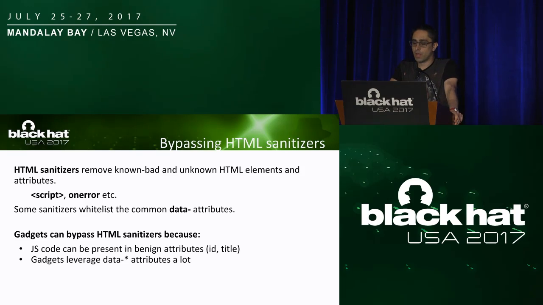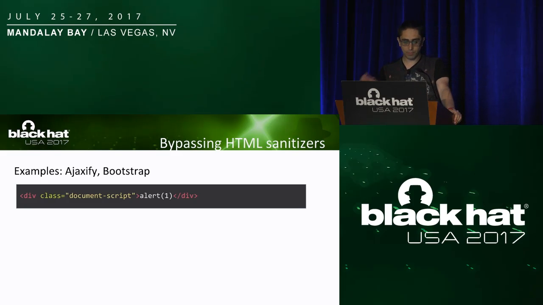Gadgets, we found, are really useful in bypassing HTML sanitizers for two reasons. First of all, this JavaScript code that we want to execute can be present in those benign attributes, like ID or title or other attributes, as you will see soon. And the second reason is that the gadgets very often leverage the data attribute values. So you actually put the parts of the payload or parts of the code into data attributes. And the frameworks themselves do the heavy lifting into upgrading it and actually executing that payload, transparent to the HTML sanitizers.